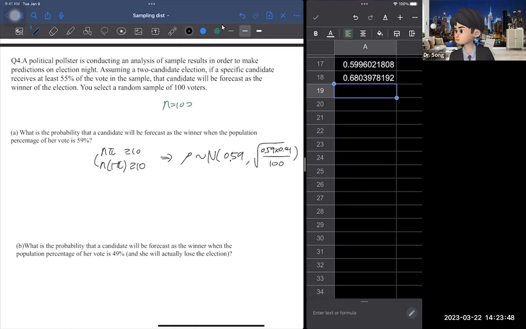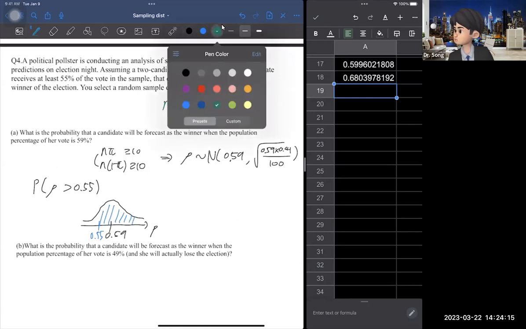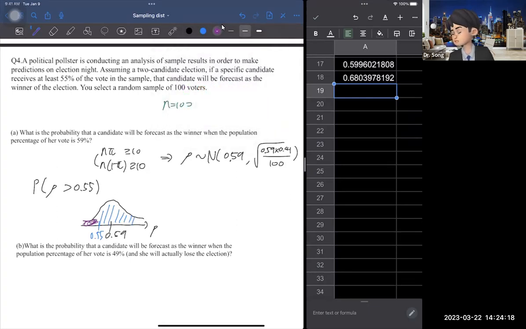Okay. Now, in order to become a winner, he or she needs to get at least 55%. That means we want to find this probability: probability sample proportion is greater than 0.55. Again, you can visualize it. So this is a sample proportion distribution, which is normal. So mean is 0.59, and you want to find the shaded area. So what I'm going to do is find this purple shaded area.